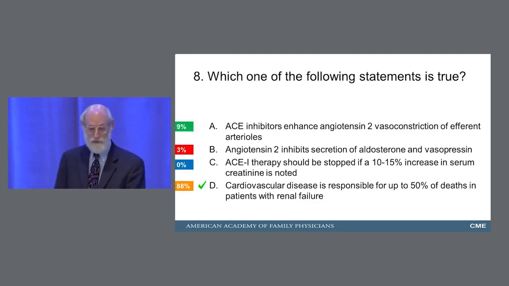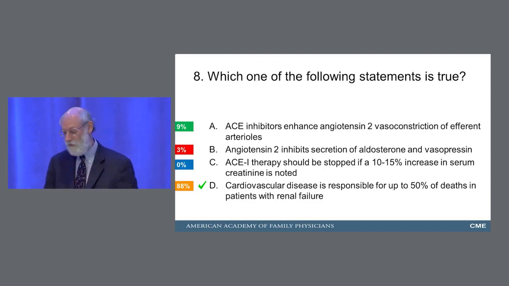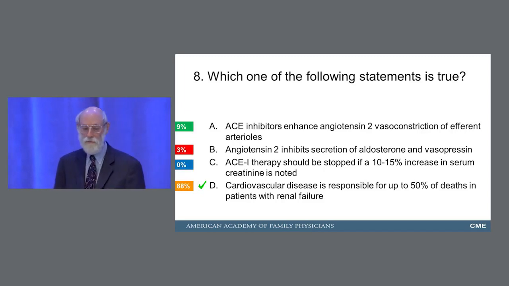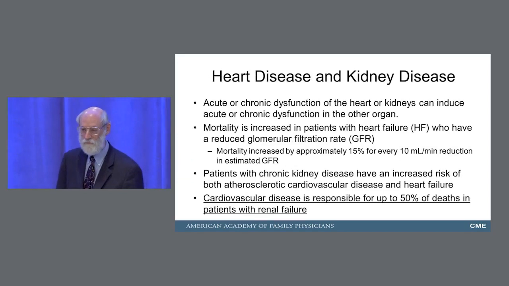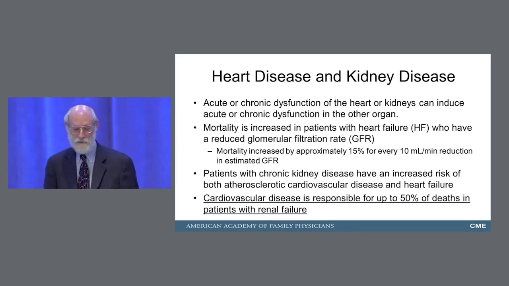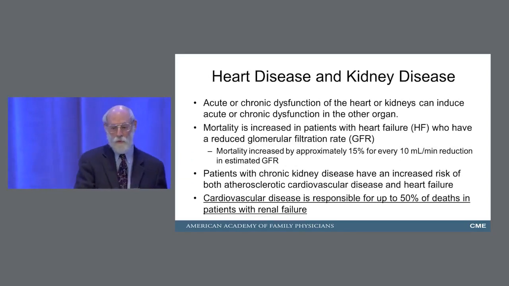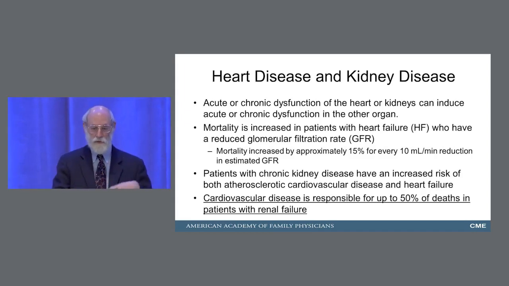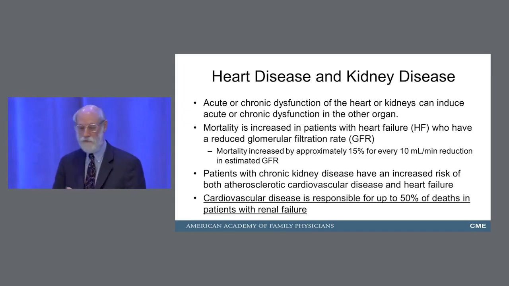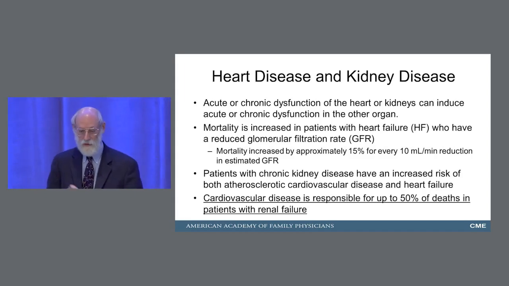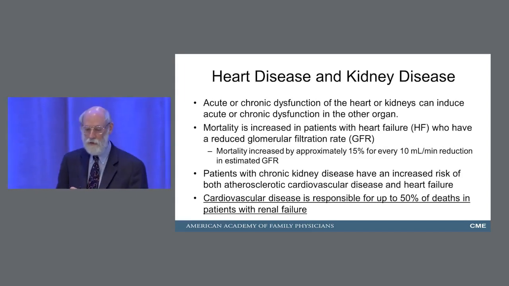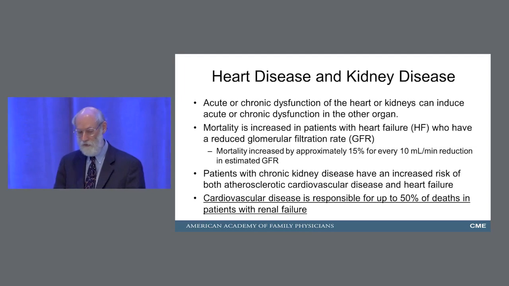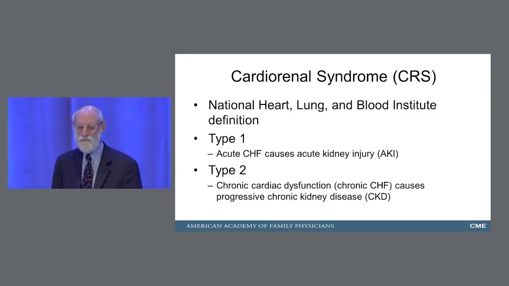And you got D. D is correct. Cardiovascular disease responsible for deaths in renal patients, like we said before. The heart and the kidney are connected. Acute or chronic dysfunction, one or the other, affects the other one. In fact, in patients with heart failure whose GFR is reduced, for every 10 ml per minute reduction, mortality increased 15%. And patients, again, with renal failure, cardiovascular disease, responsible for most of their deaths.